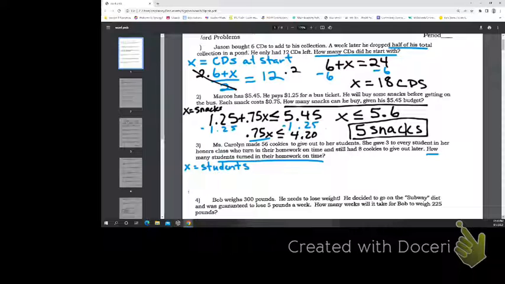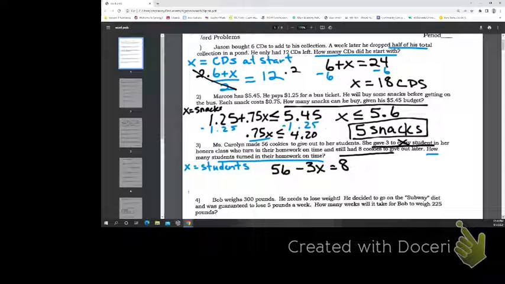So the information: I'm starting out with these 56 cookies, and I gave 3 to every student, and student is my X, because it's every student who turned their work in on time. So I'm taking away 3 for each student, and after I do that, I still had 8 cookies left. Someone else might have written this equation as 3x plus 8 equals 56. It will end up being the same.